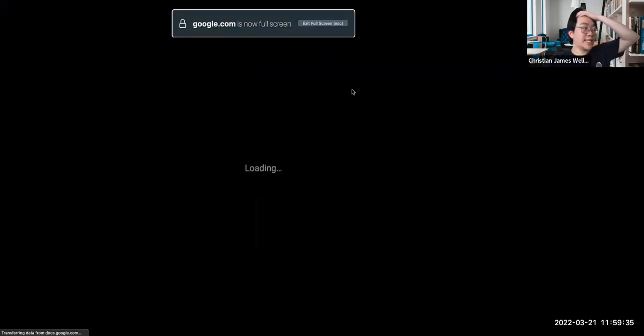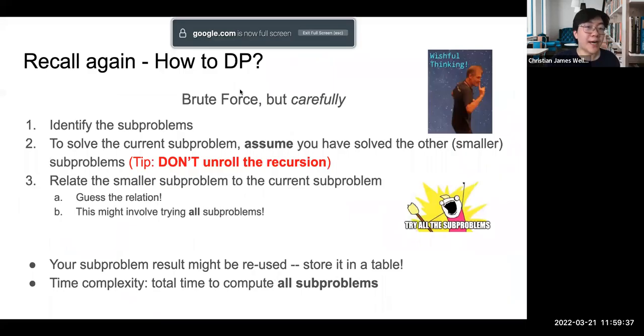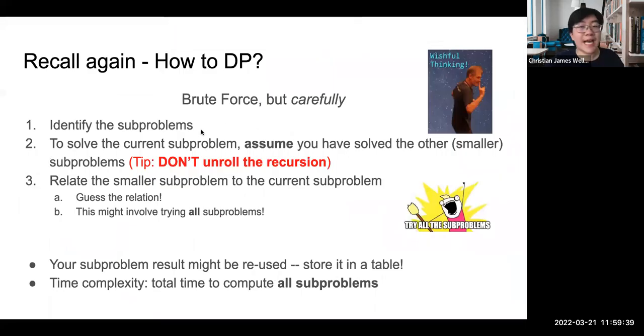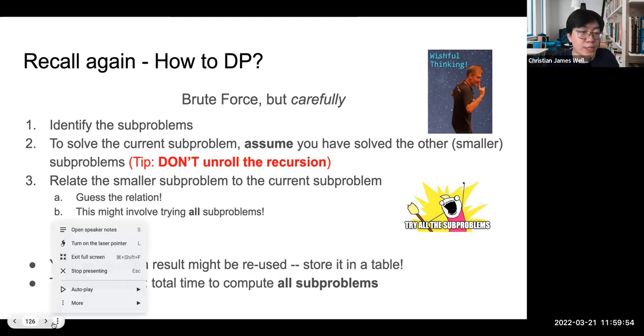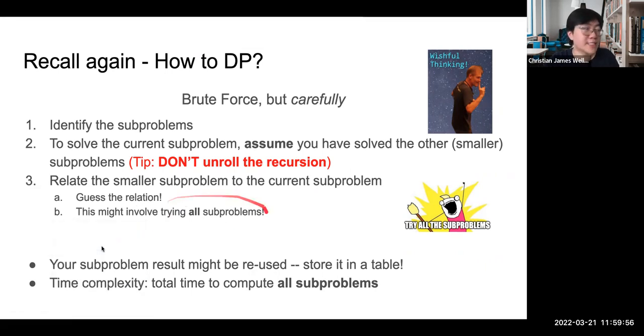So just to recap again, for DP, I think of it as trying to brute force, but trying to do it carefully. And you do it by identifying the sub-problems, and then guessing the relation. Assume you can solve the small problems, and how do you relate it to the current problem at hand? The thing to take note of is that it might involve a lot of sub-problems, potentially all of them, and you store them in a table to make it more efficient and avoid recomputation.